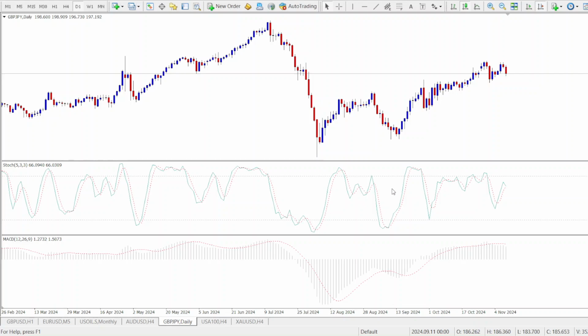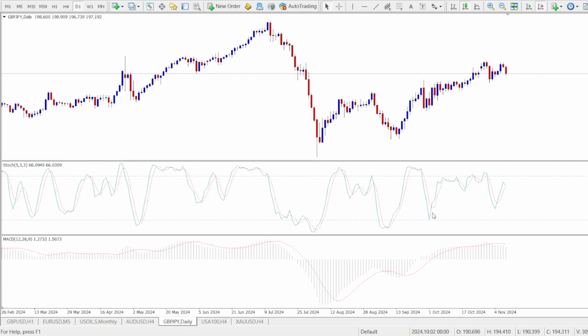Okay, so we're just going to be looking at an example of how to use the strategy combining both oscillators. So in this situation, we can see that we had a buy signal right around here, as we had the main line of the stochastic cross above the signal line in the oversold territory, but we didn't exactly have a confirmation from the MACD, so we should have ignored this signal because we are looking for a confirmation from the MACD, right?